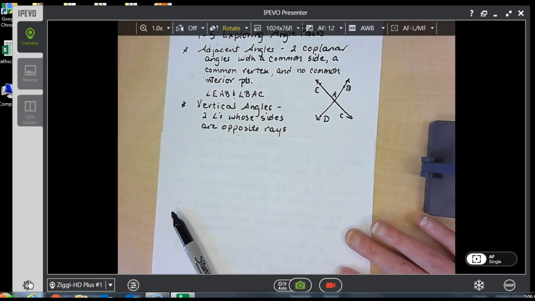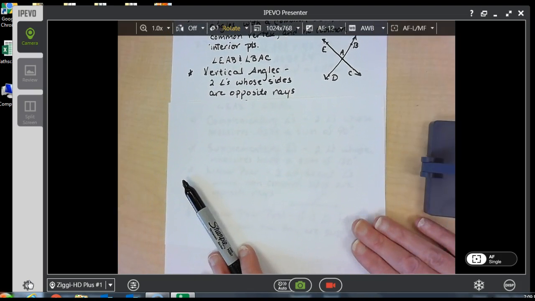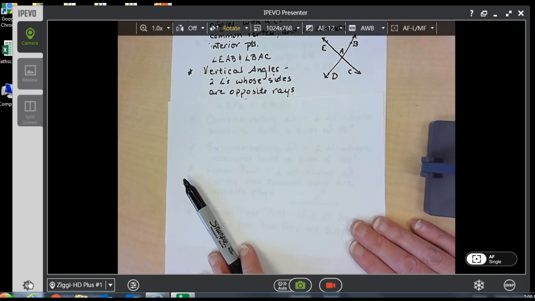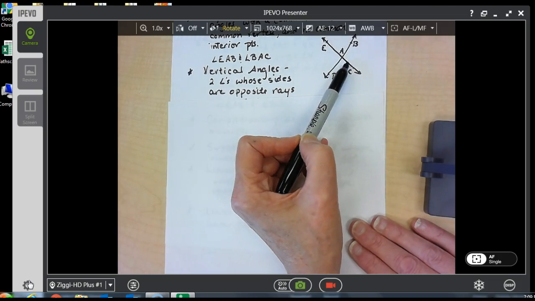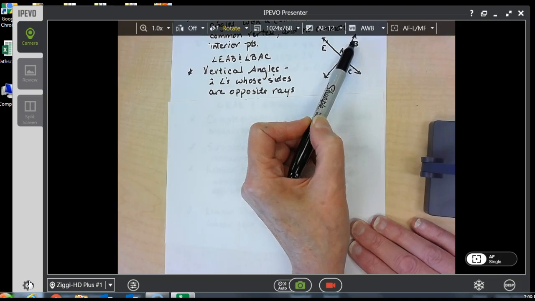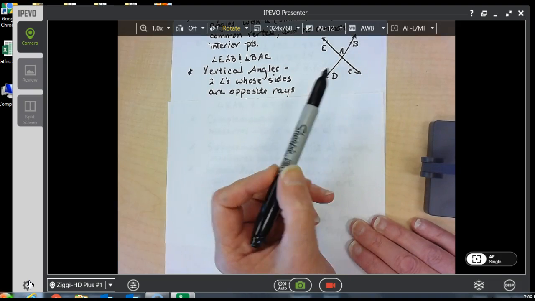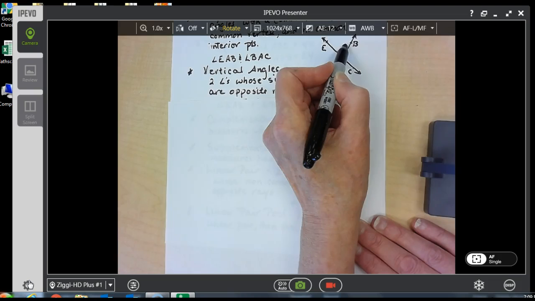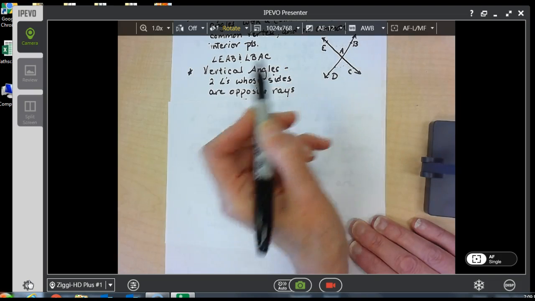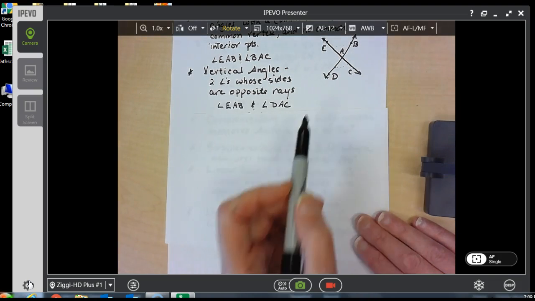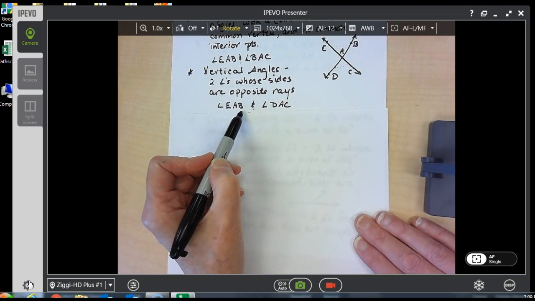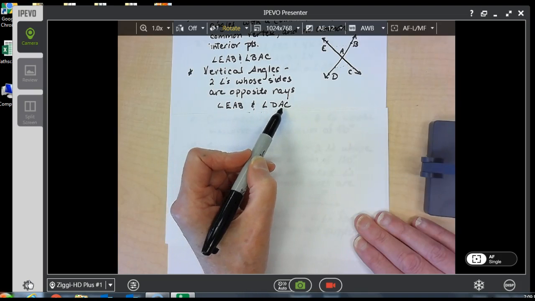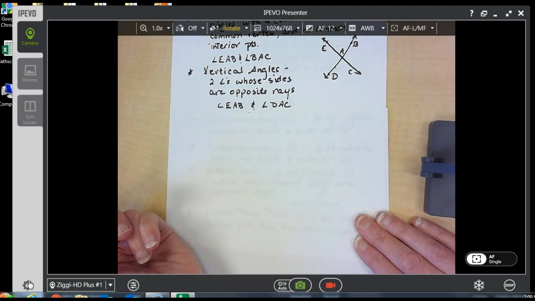Next one are vertical angles. Vertical angles are two angles whose sides are opposite rays. So if I look at rays EA and AC, AB and AD, they form these two angles, and those are my vertical angles. Angle EAB and angle DAC are vertical angles.